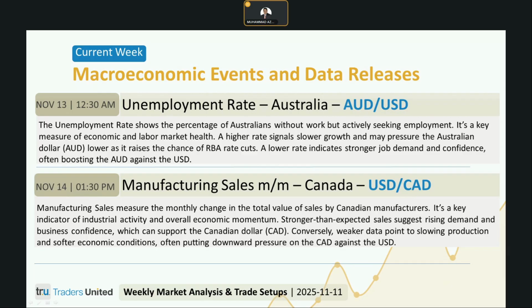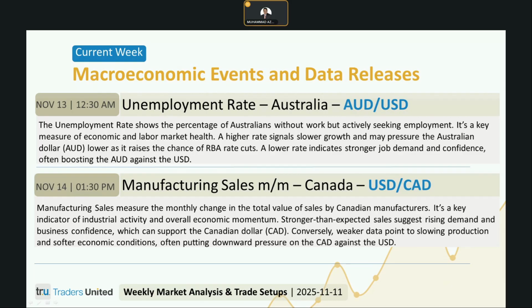Up next, the spotlight is on Canada's manufacturing sales report scheduled for 1:30 p.m. UTC time. The market is looking for a rebound this month with forecasts at 2.6% following a decline of 1.0%. That is in negative territory. So minus 1.0, that was the previous number. Forex traders will be closely watching this data as it provides insight into the health of Canada's manufacturing sector and broader economic conditions, both of which can influence the Bank of Canada's near term policy outlook.